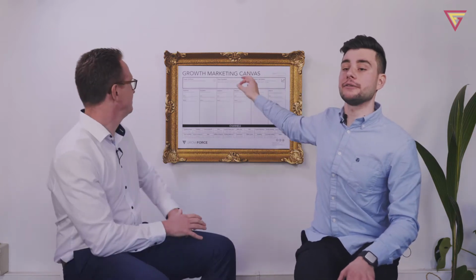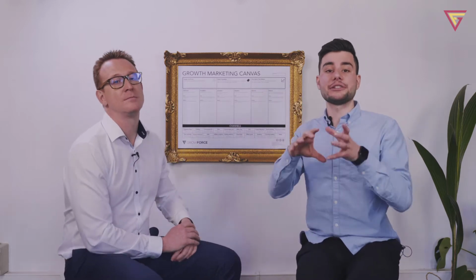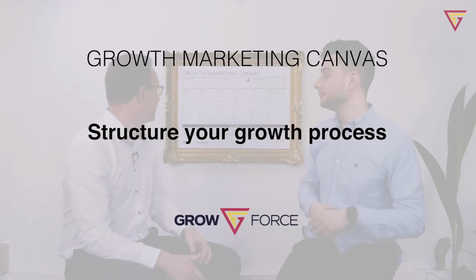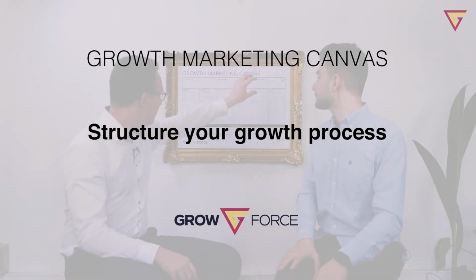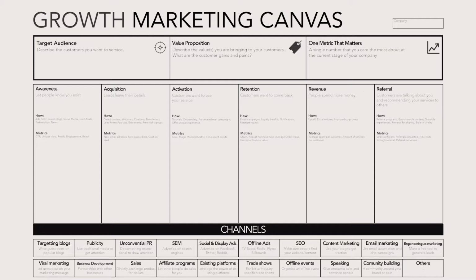Here you can see our growth marketing canvas. It's a canvas and an exercise that helps you to really structure your growth marketing or growth hacking process. And it's something that I really like to use a lot. So you see three first blocks here: target audience, value proposition, and one metric that matters. These blocks, you should fill them in really detailed and sharp.